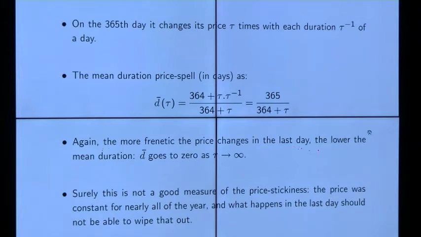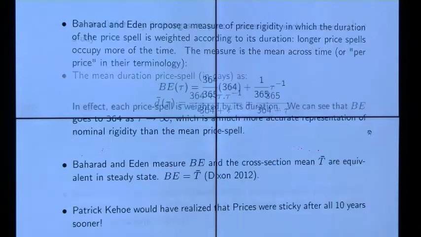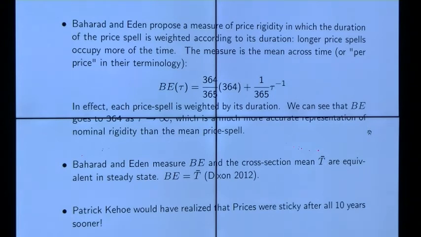So what happens in just one day shouldn't be able to wipe out the fact that the price was rigid for 364 days. So what Baharad and Eden proposed was a different measure, which is again that we weight the durations by how long they lasted. I was looking at this as a cross-sectional measure. They would say even if you just look at one sequence of price spells, longer price spells will occupy more time and are hence more important.